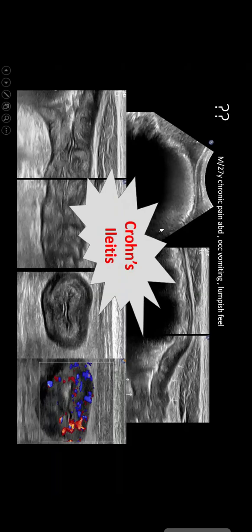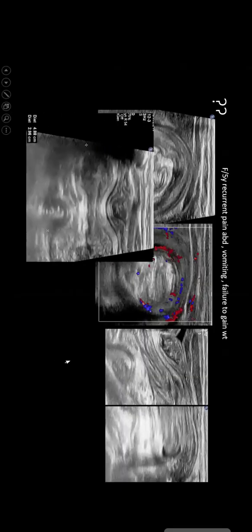This gives a false impression of bezoar. A 5-year-old male child with pain abdomen, vomiting, failure to gain weight, recurrent. There is intussusception, no doubt. Bowel-in-bowel appearance, mural hyperemia present, longitudinal view. But on constant observation, at one time, I see some peristaltic movements within it.